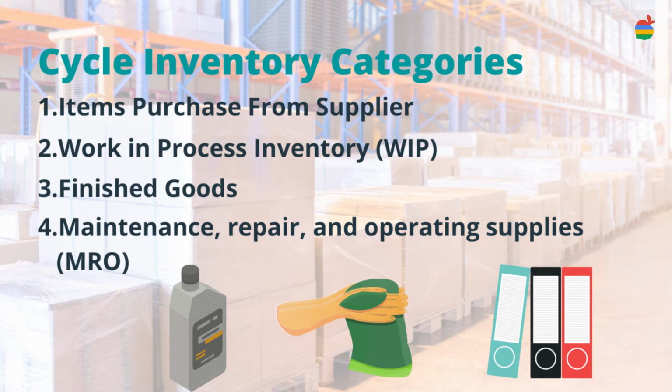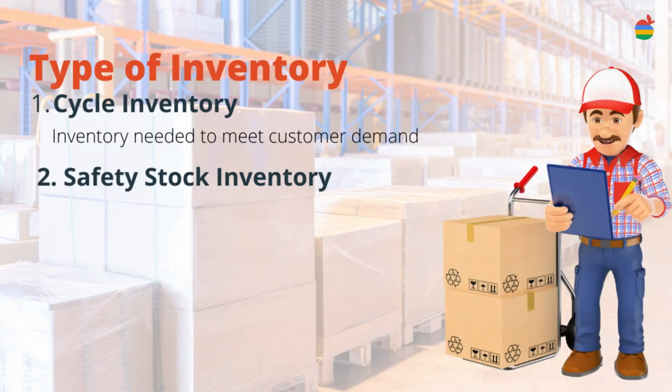The second type of inventory is safety stock, and it is applied to each of the 4 categories of cycle inventory. For example, you may hold additional finished goods inventory just in case demand for your products increases unexpectedly. Or you may hold additional raw materials in case your primary supplier is late with delivery. Safety stock is based on your analysis of risk.